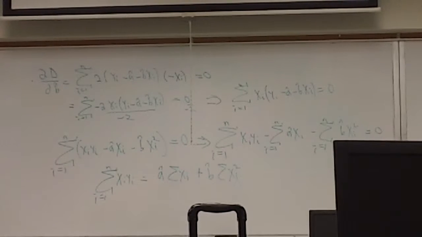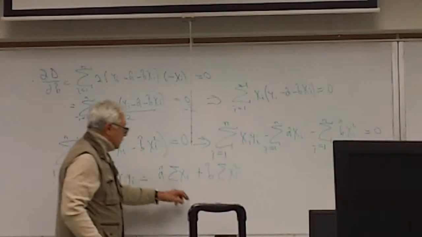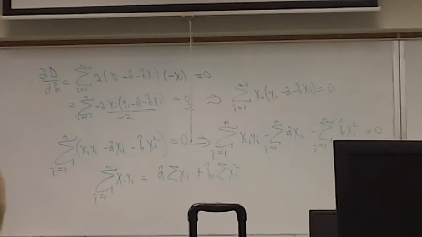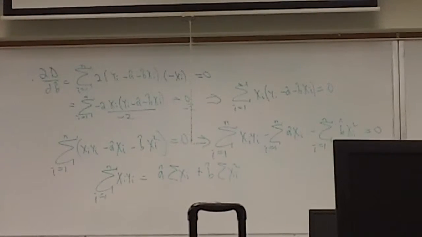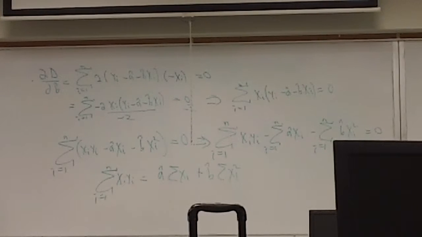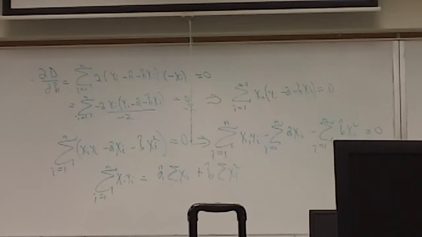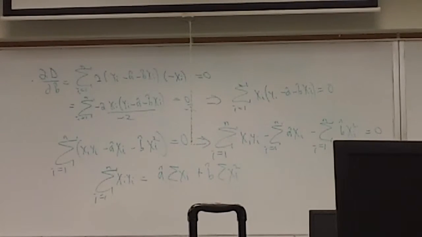I left out a term here, sorry. It should be the sum of xi. This becomes the sum of xi. So when you multiply these matrices, this times that, you get this, and multiply this times that, you get that. And that's going to equal this vector y bar.